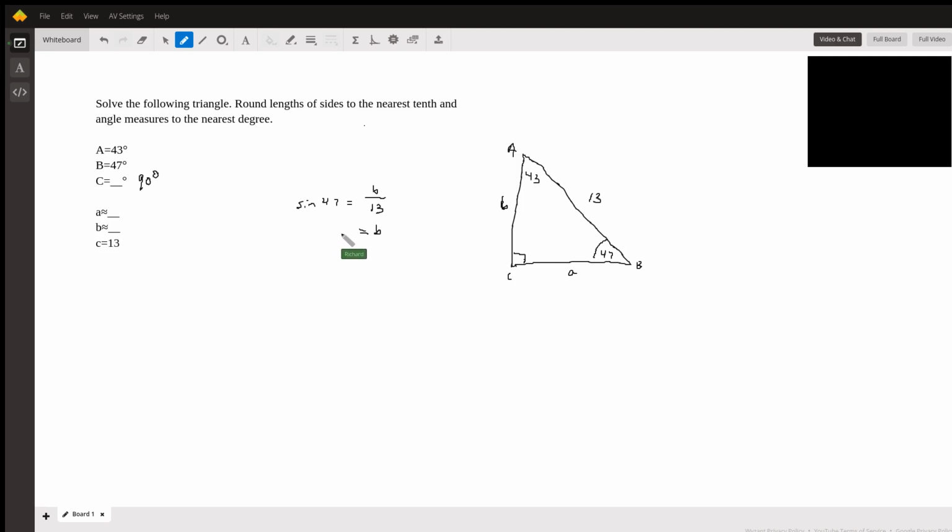They want this to the nearest degree, so this is just a little over 9.5, so I'm going to call it 10. Nearest tenth, sorry, the nearest tenth on the sides. So the nearest tenth would be 9.5 here.